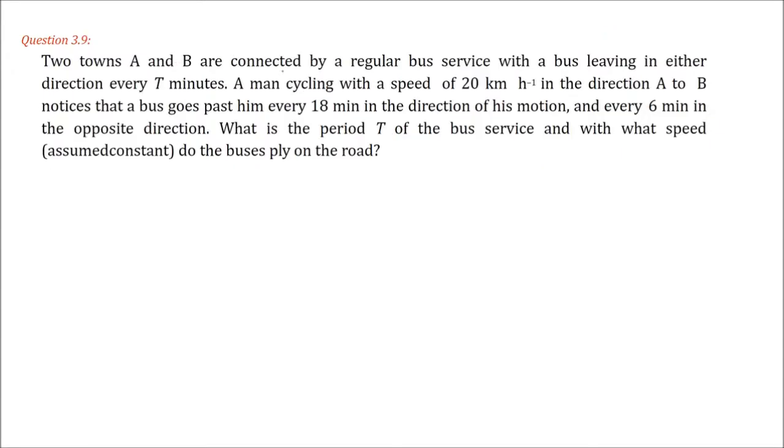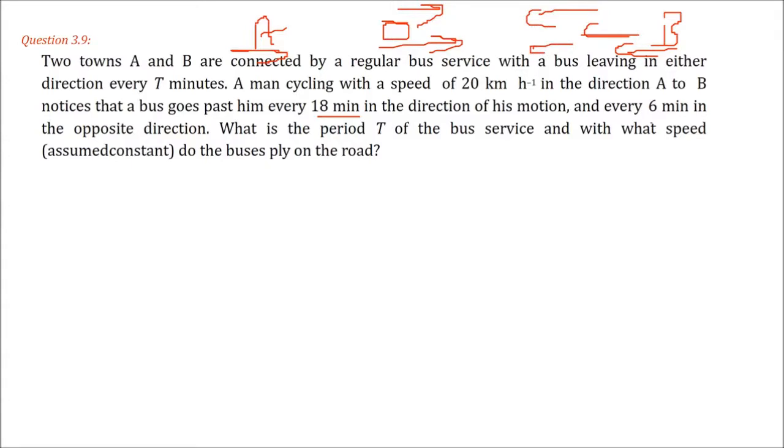Two towns A and B are connected by a regular bus service, with a bus leaving in either direction every T minutes. So say A here, B here, every T minutes, a bus starts from here, a bus starts from here. Now a man is cycling with a speed of 20 km an hour, in the direction A to B. He notices that the bus goes past him every 18 minutes in the direction of his motion. But the buses coming from here pass every 6 minutes in the opposite direction.